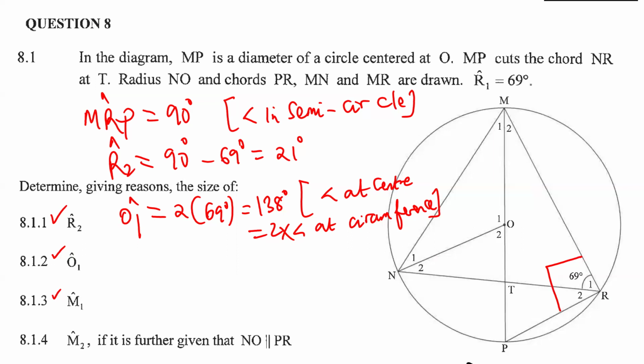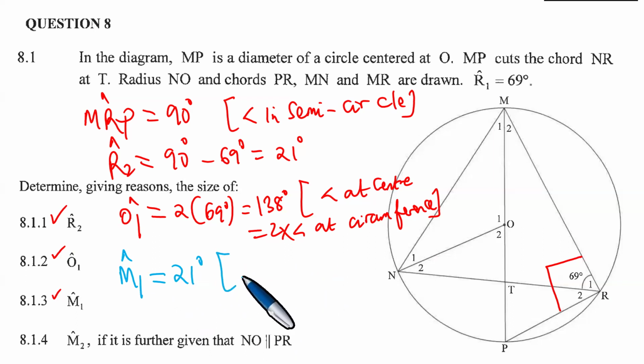I think M1 and N1 are equal because they are radii. Yes, that is true. So in my conclusion, M1 is equal to 21 degrees. Very well done, Tando. There it is. So in other words, the angle M1 is exactly 21 degrees.